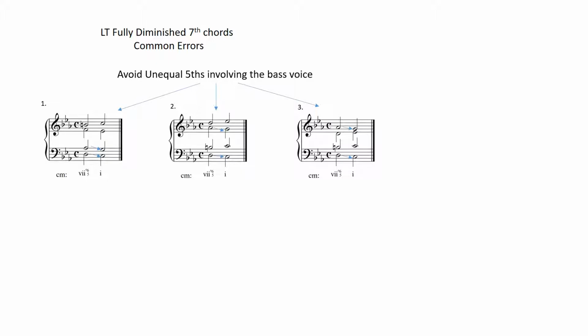The common thread in all three of these examples is that the unequal fifths involve the bass voice. You are likely to make this error if you resolve a first inversion leading tone fully diminished 7th chord to a tonic triad in root position.